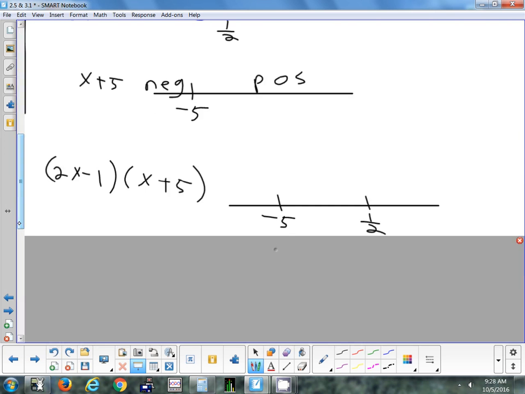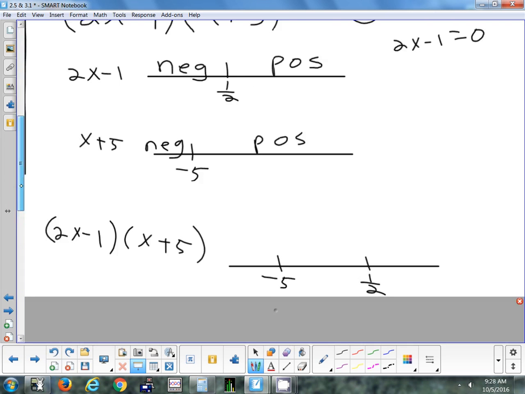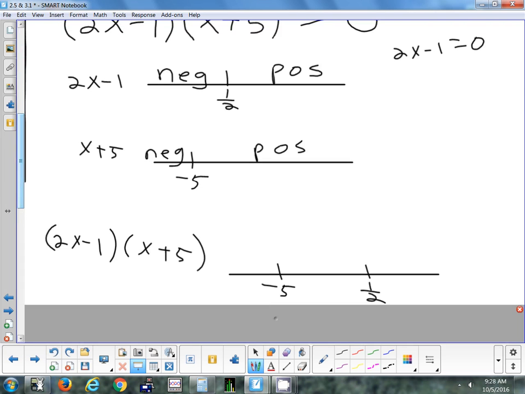Okay, so that's using a sign chart. Any questions on the sign chart? Okay. The only trick, well, two tricks, is you got to make sure you can factor it, and you have to make sure that you have 0 on one side.